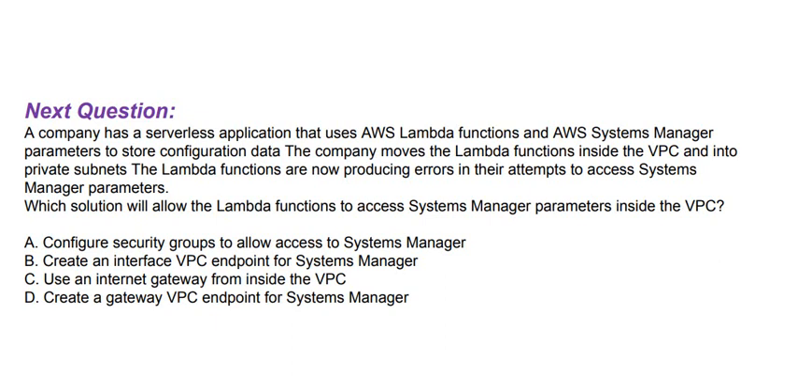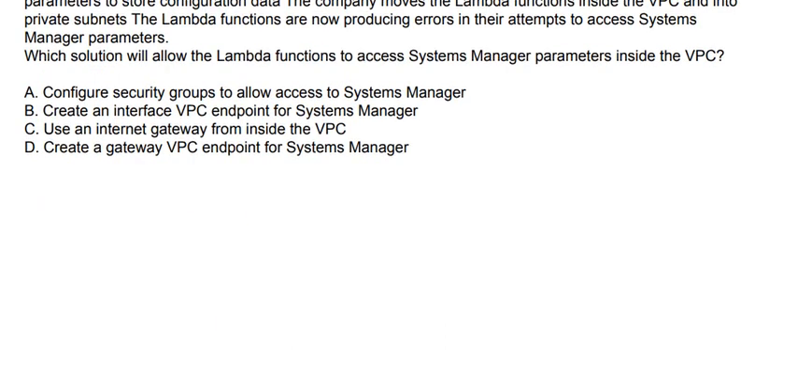Option A, configure security groups to allow access to Systems Manager. Option B, create an interface VPC endpoint for Systems Manager. Option C, use an internet gateway from inside the VPC. And option D, create a gateway VPC endpoint for Systems Manager. The correct answer is option D.